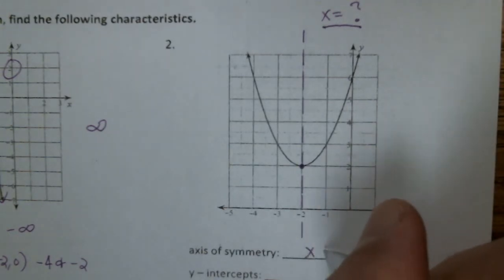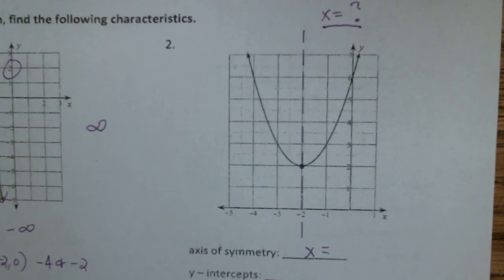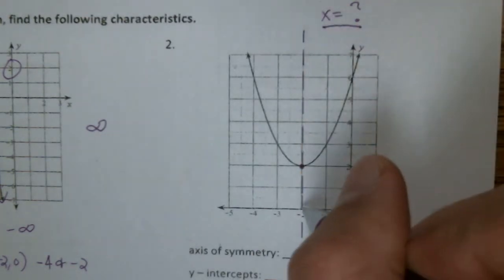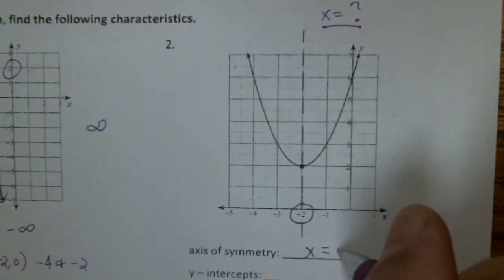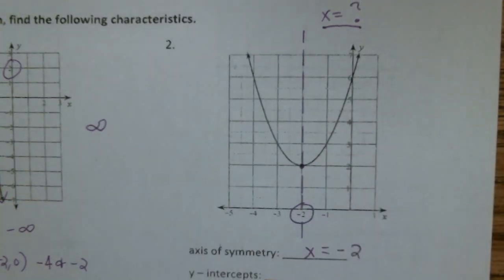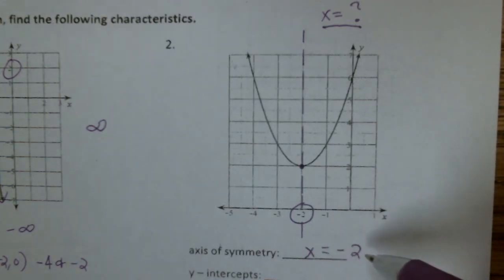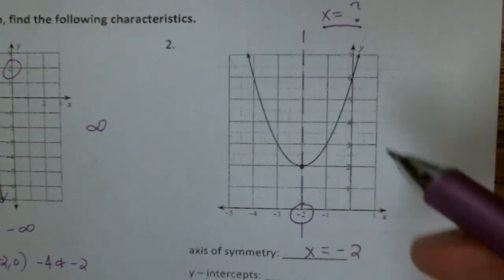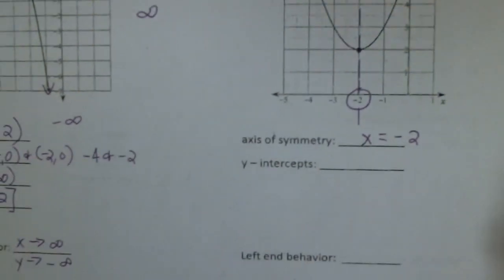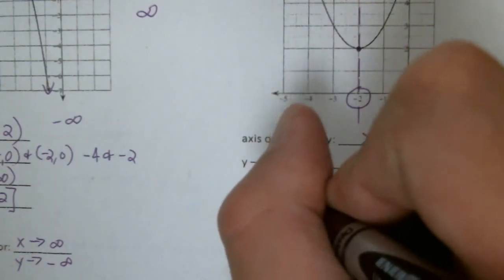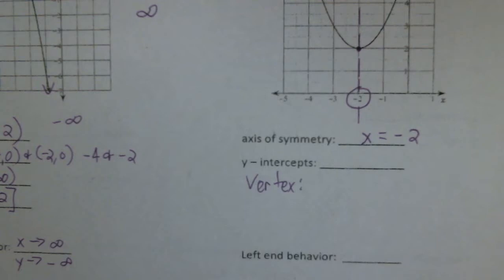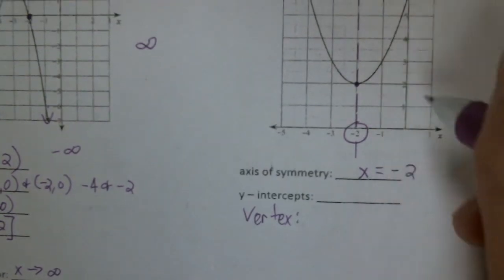So for every parabola, every quadratic on planet Earth, it's always going to start with x equals. And then it's just a matter of figuring out where it crosses the x-axis. Here it crosses at -2. And I also teach my students that basically the equation of the axis of symmetry is going to be the x-coordinate of the vertex. Now this particular sheet doesn't ask for the vertex. Let's just go ahead and write it in. It's just good practice. The vertex on this one would be (-2, 2).